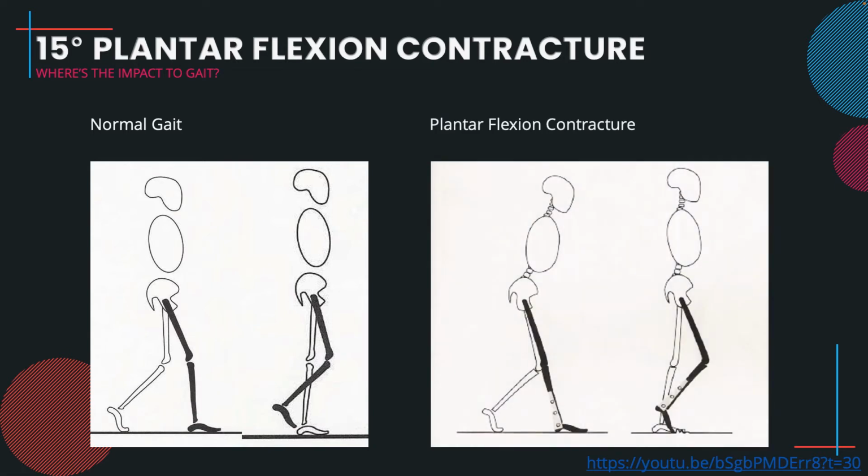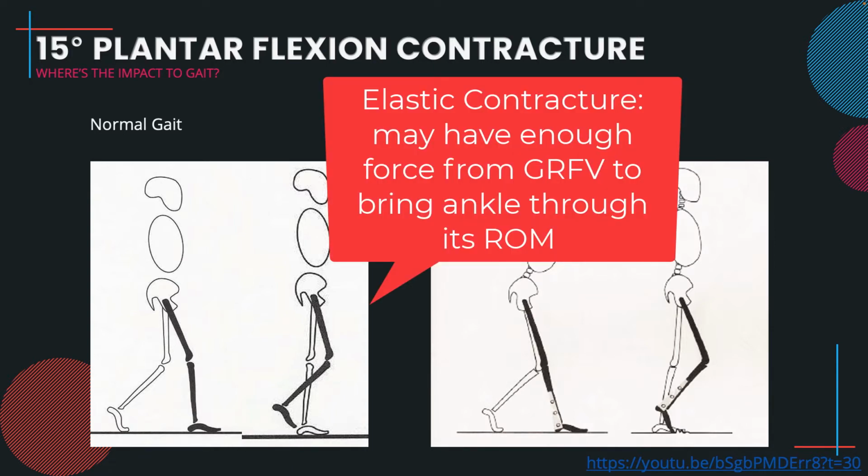If the person has an elastic deformity or elastic contracture, when they're in the stance phase, then we might see that they have enough force to be able to have their joint yield. And so they may look normal during gait, or their ankle motion might just be slightly delayed.